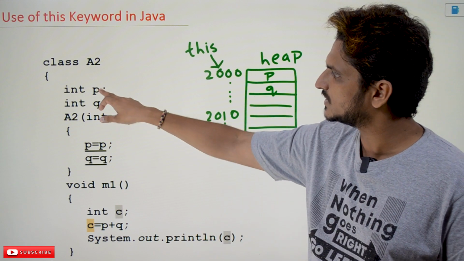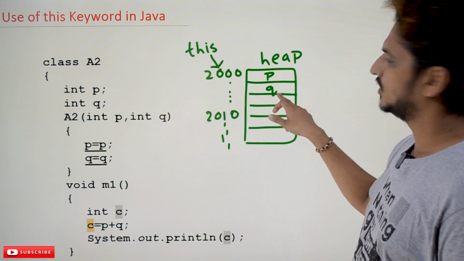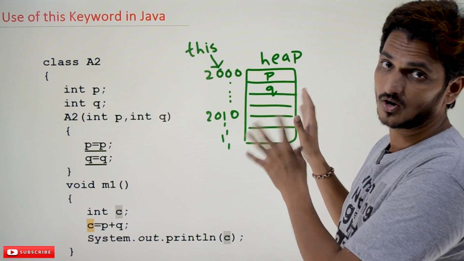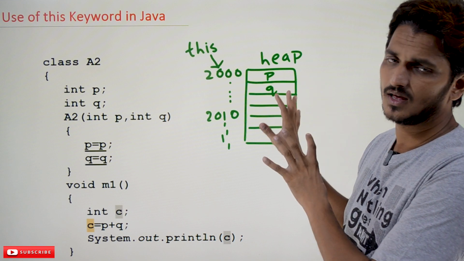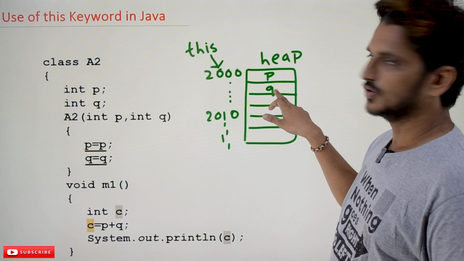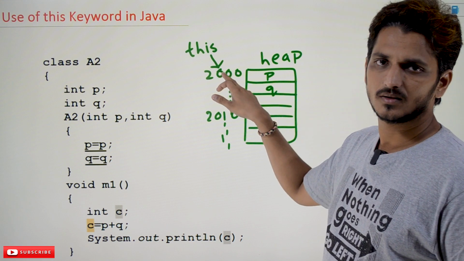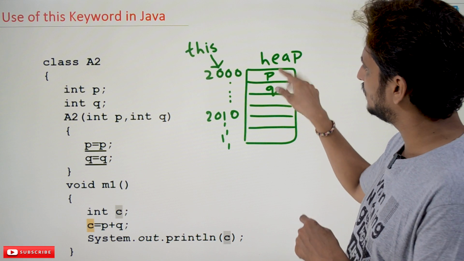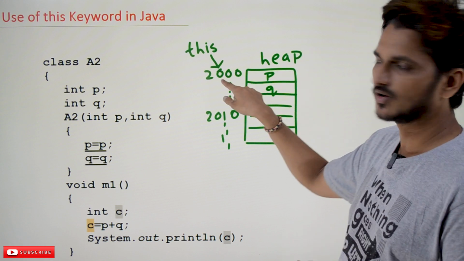What are the instance variables? P and Q. So, hoping that you already know this memory allocation. We did not write the memory allocation properly, so assuming that you already know it. P and Q: what is the starting address for P? For this object ob, it assigned space for P and Q. What is the starting location?